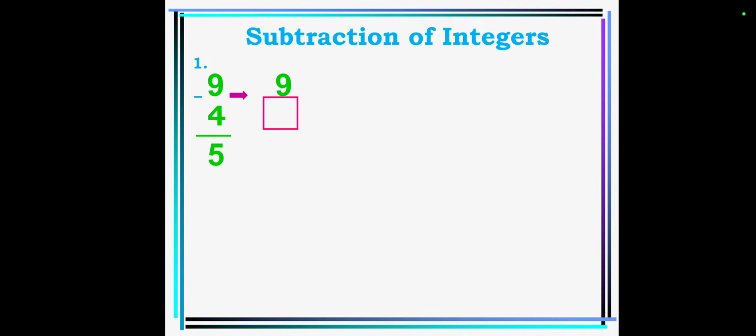So this one, actually, we just changed the second number. Okay? So for example, you have there 9. You have to keep this one, change the operation to plus, and then change also the second number to its opposite. The opposite of 4 is negative 4. Di ba? So therefore, you have positive 9 plus negative 4.